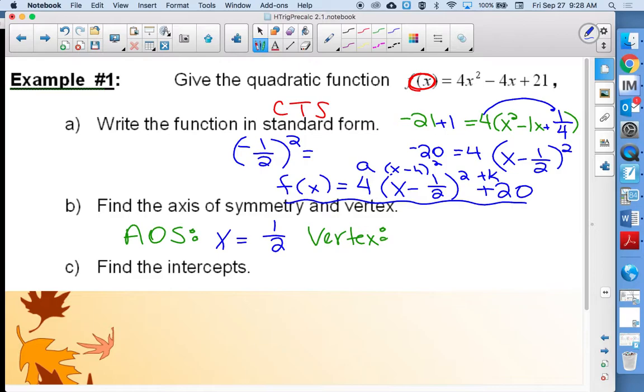And then Carrie, the vertex would be 1/2 and 20, because the vertex is h and k. So after you do the work completing the square, the axis of symmetry is the number with x, because that tells us where we're moving left or right to get to that middle of the graph. The vertex would be the two values, inside and outside.